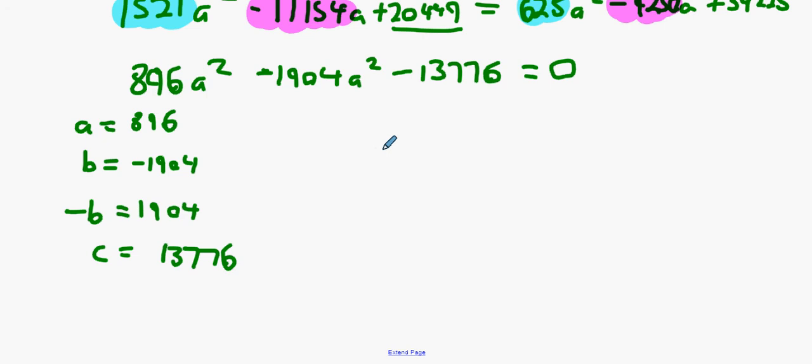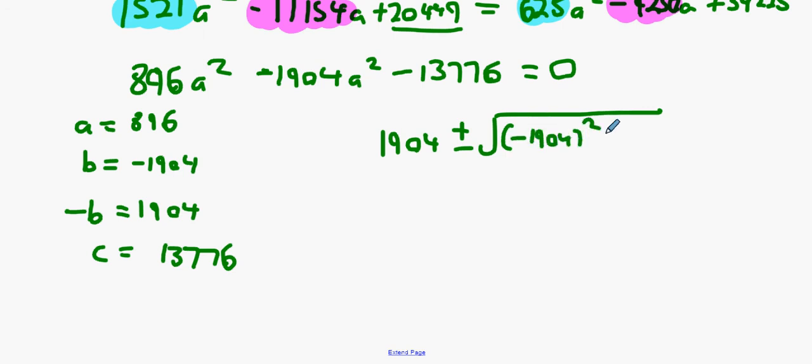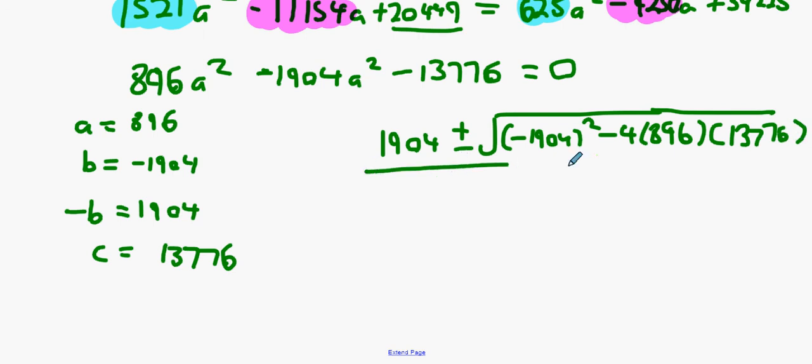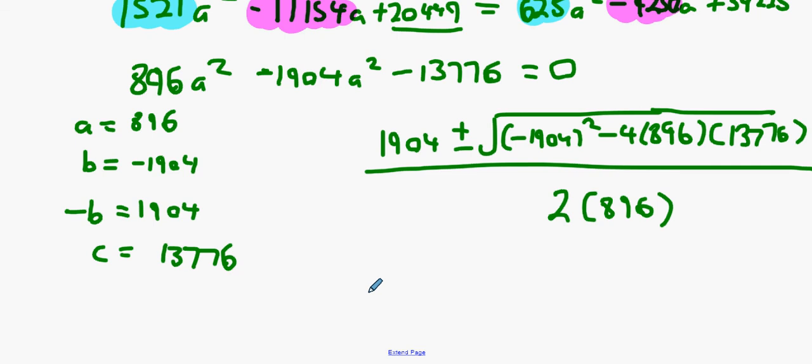Now, so minus b is going to be 1904 plus or minus square root of minus 1904 squared minus 4 times 896 times c, which is 13,776, all divided by 2 times 869. Lads, throw all that into the calculator and tell me what 2a values you get. Go on.